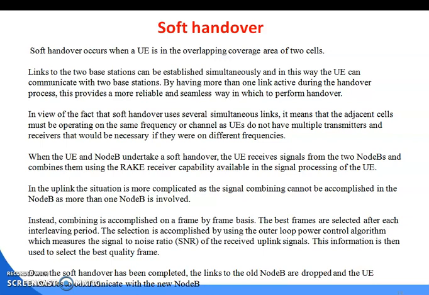In the uplink, the situation is more complicated as the signal combining cannot be accomplished in the node B, as more than one node B is involved. Instead, combining is accomplished on a frame by frame basis. The best frames are selected after each interleaving period, and the selection is accomplished by using the outer loop power control algorithm, which means the signal to noise ratio.